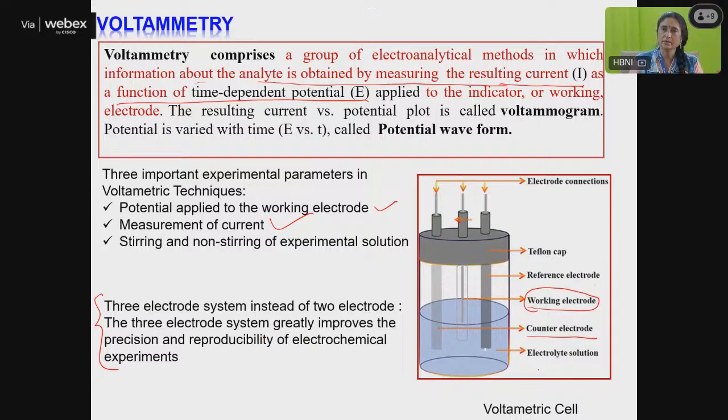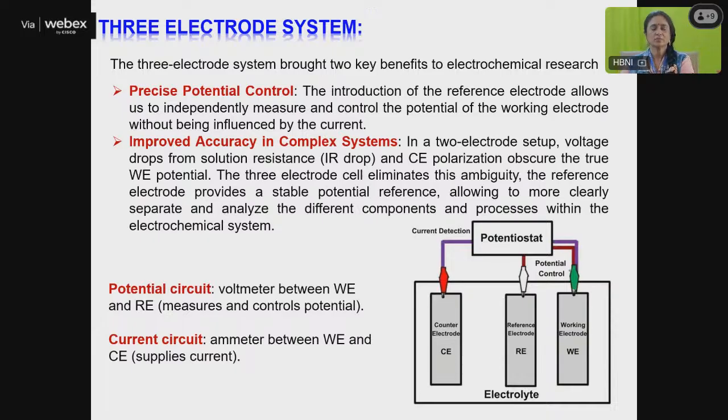Normally till now you have seen cathode and anode, but in case of voltammetry, we are taking a three-electrode system because it greatly improves the precision and reproducibility of your electrochemical experiments. So therefore, we normally keep a reference electrode along with your working and counter electrodes. So why is a three-electrode system needed in this type of measurement? I have explained it here clearly.